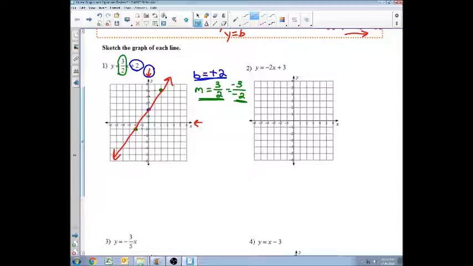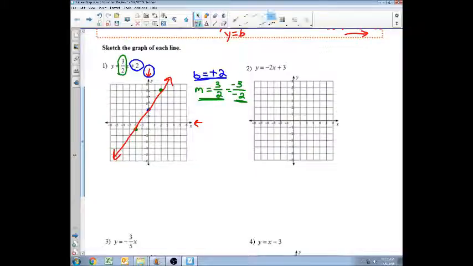Now those arrows are very important. A line never ends, so we need to have those arrows to signify that. If you do not have those arrows, then you're saying that the line would just end wherever you end your line. That's all you have to do in order to graph a line. So let's move on to number 2.